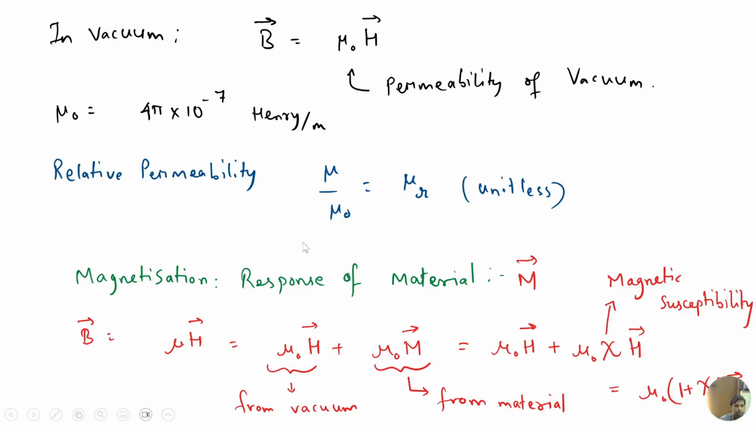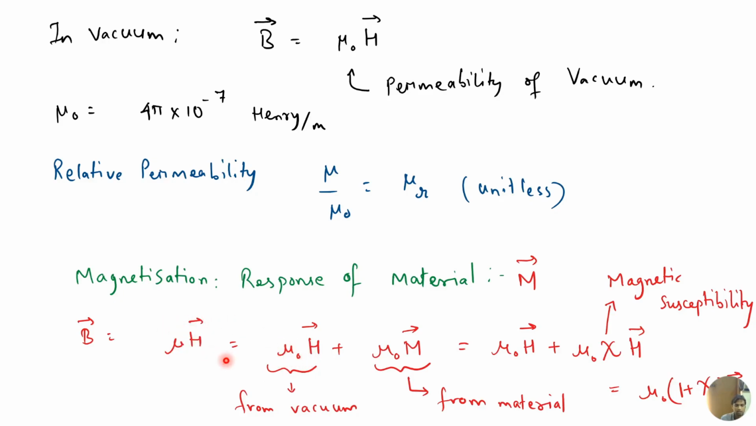Now, so we discussed that mu r tells you about the material with respect to the vacuum. Now we define something called magnetization, which is actually the response of the material, and it is denoted by this m vector, and B, which is equal to mu times H. This can be written as the sum of two components. One is mu naught H plus mu naught M vector, and this comes from the material, and mu naught H, as we discussed, comes from the vacuum.